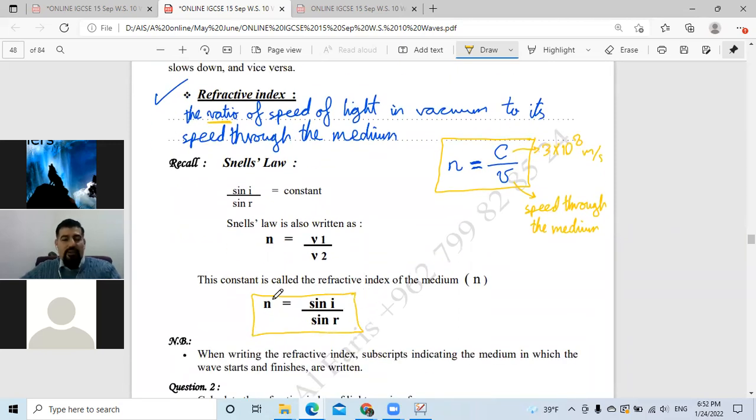So another formula for refractive index is this: it's also the ratio sine I over sine R, the sine of the angle of incidence divided by the sine of what? Angle of refraction. So we have two formulas to find the refractive index, or to use the refractive index to find the speed of light or to find the angles. That's it for today. We are going to continue with refraction next time.